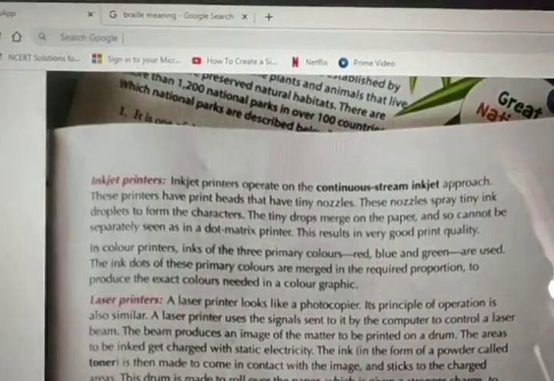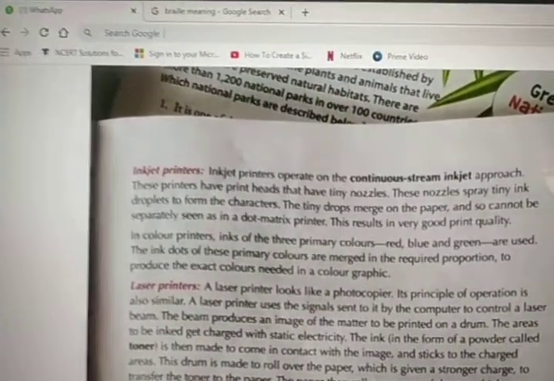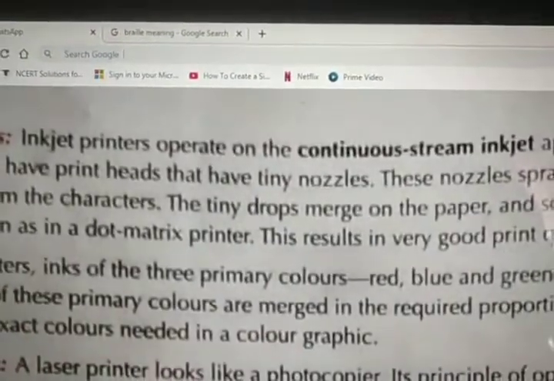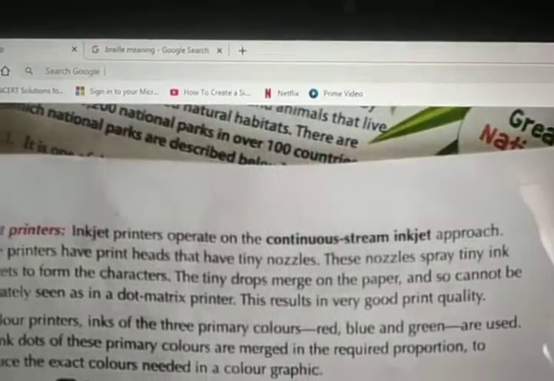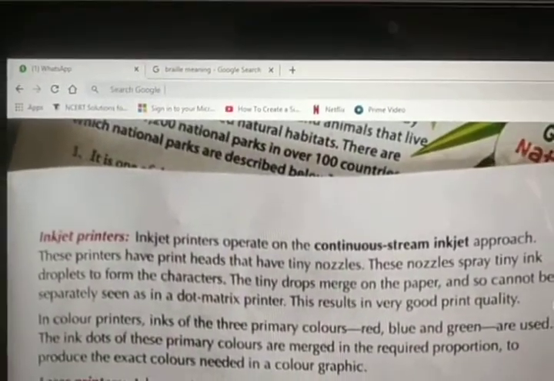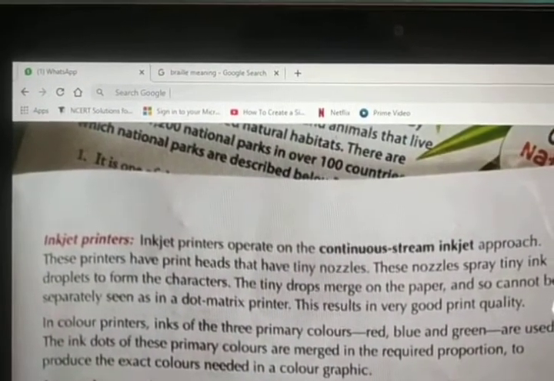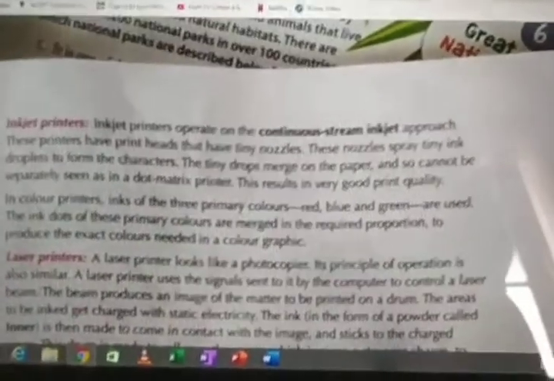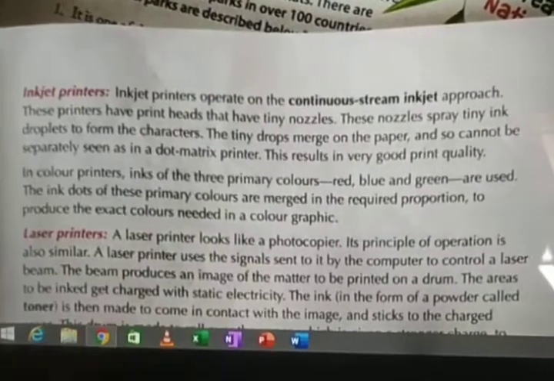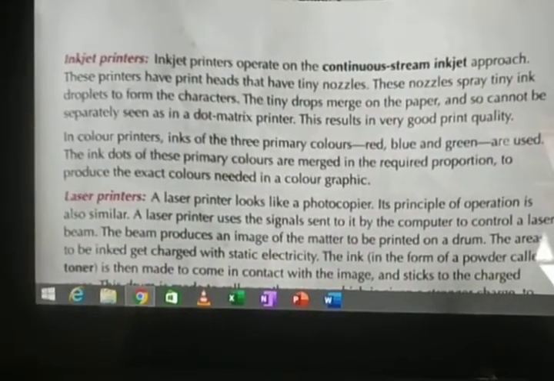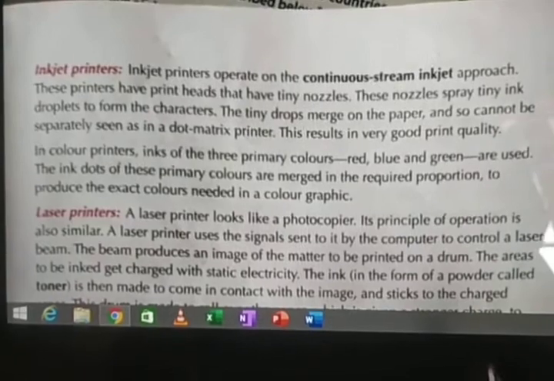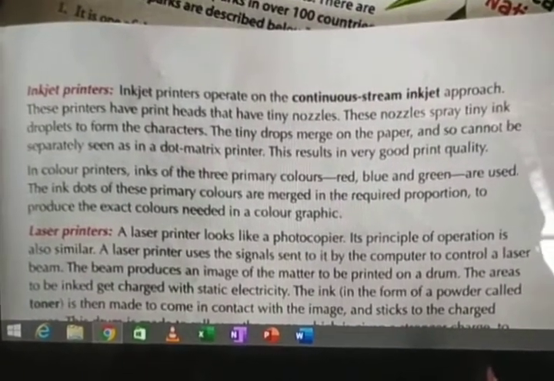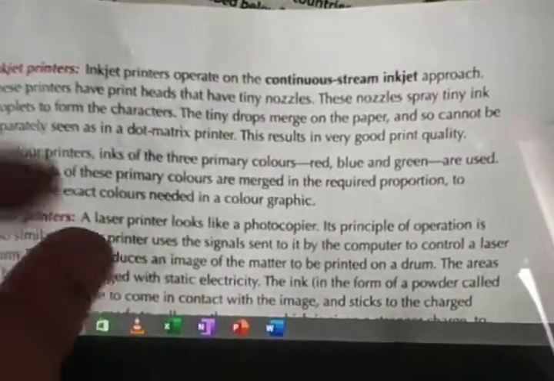Where? On the paper, to form a character. They spill the ink droplets on the paper to form a character. These tiny drops are merged on the paper because of the ink in it. So the dots of the characters cannot be seen, as with dot matrix. It is merged, right?